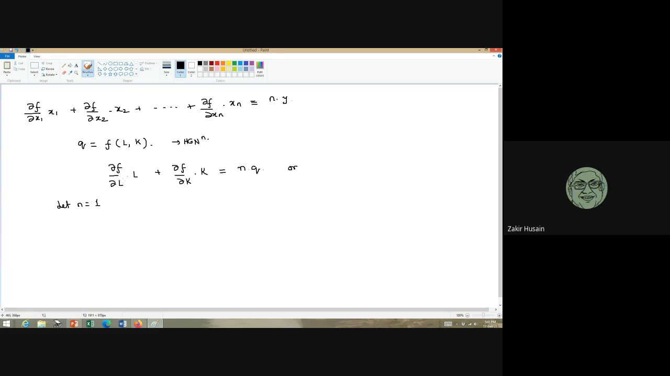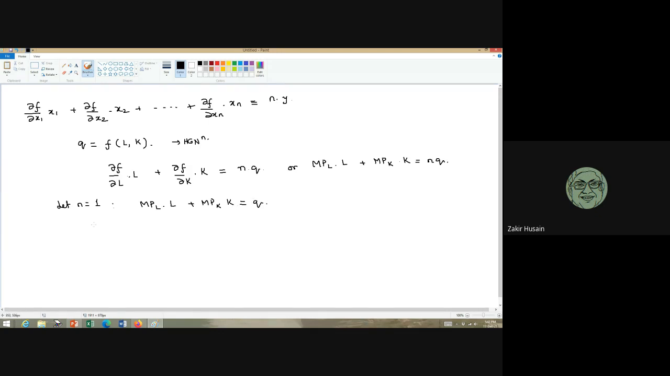But before that, what is del f by del l? Say MPL. So in case of the production function, it is simply MPL into L plus MPK into K. This is equal to nQ. Now when the value of n, the degree of homogeneity, is 1, then this is MPL into L plus MPK into K. This is equal to Q.